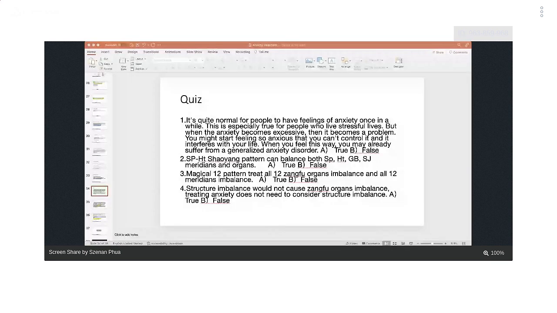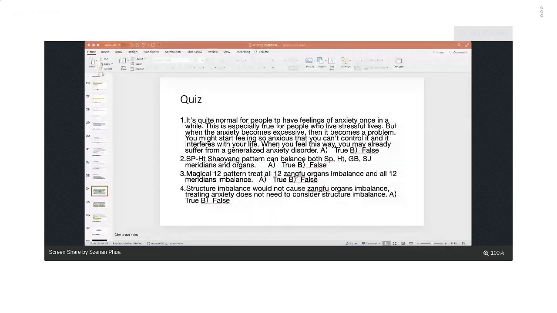Thank you. Number 4. Treating anxiety does not need to consider structure imbalance. Structure imbalance would not cause Zangfu organ imbalance. A. True. B. False. Thank you. The answer is B.